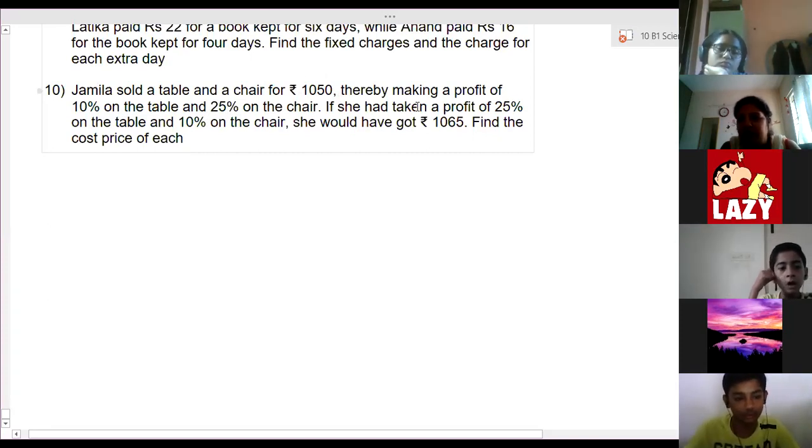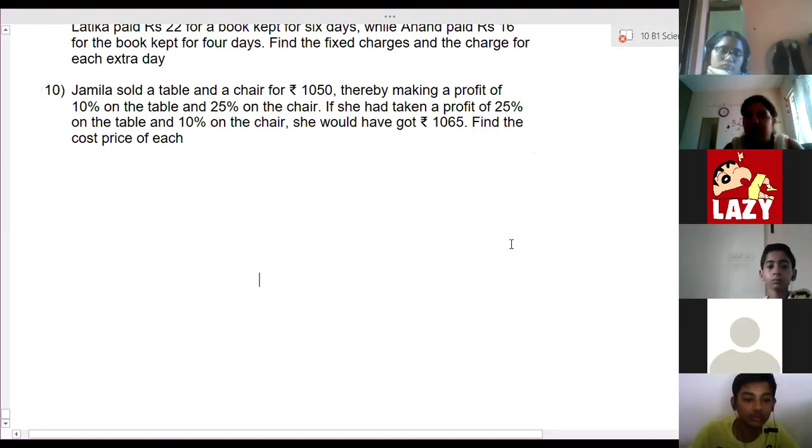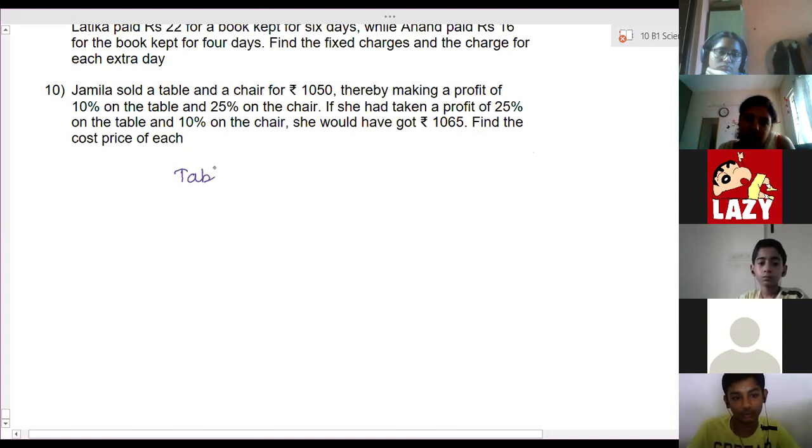Second condition, if she had taken a profit of 25% on table and 10% on chair, she would have got rupees 1065. So this is a new selling price if the profit percentages are reversed. Then find the cost price of each.